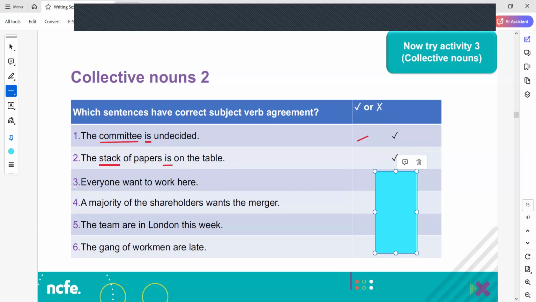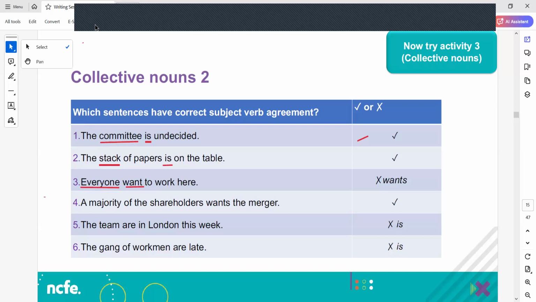Everyone wants to work here. So everyone is our subject. Want is our verb. Is that correct? Everyone wants to work here. Oh, I got rid of that, showing you the answer there. So what it should be, sorry, the mouse is going a bit crazy here. It should be wants. Well done. Everyone wants to work here. So it's talking about the individual people in that group. Everyone.